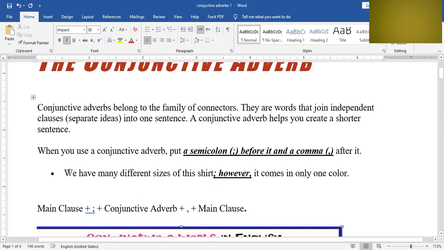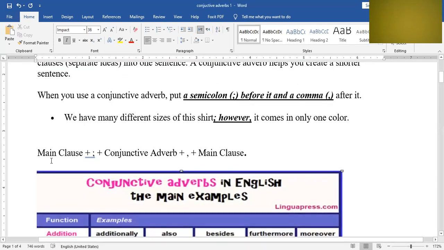And you see, the first idea, we have many different sizes of this shirt. Okay, meaningful sentence. It comes only in one color. The shirts come only in one color. Okay, another different idea. But I join these two ideas using the conjunctive adverb, however. This is the form of conjunctive adverbs.